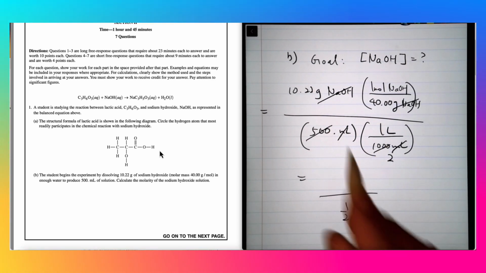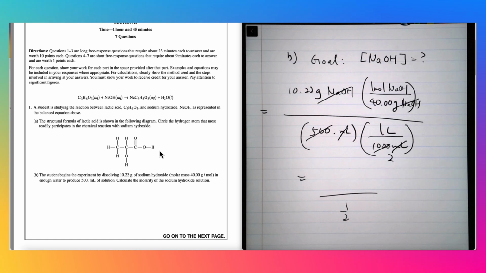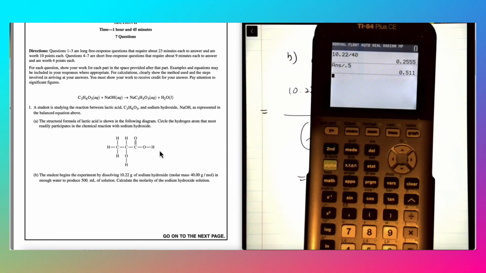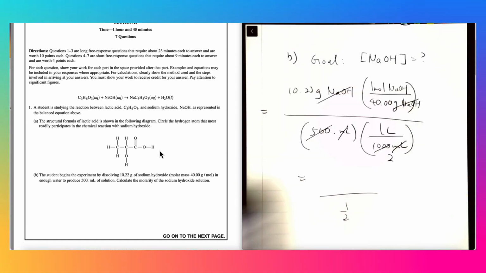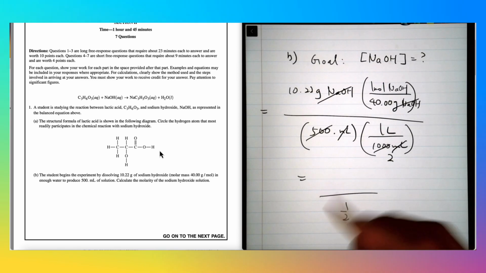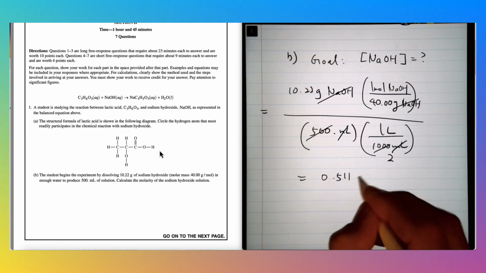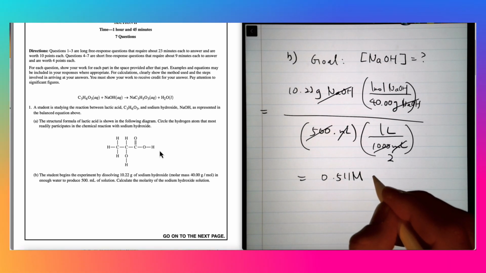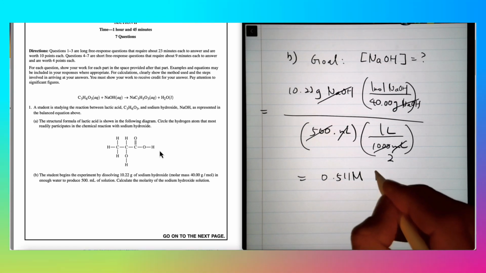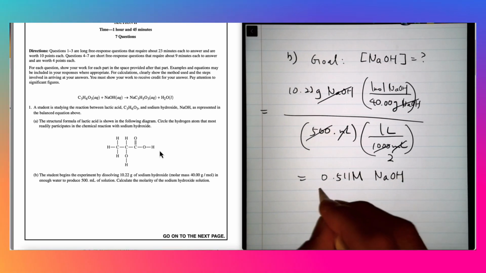Okay, we'll just use a calculator. On the AP exam, they will let you use a graphing calculator as well as a scientific calculator. I say just get the graphing one. Divide it by 0.5, and you're going to get 0.511. Make sure you show your work. And your answer should be 0.511 molarity of NaOH, sodium hydroxide.